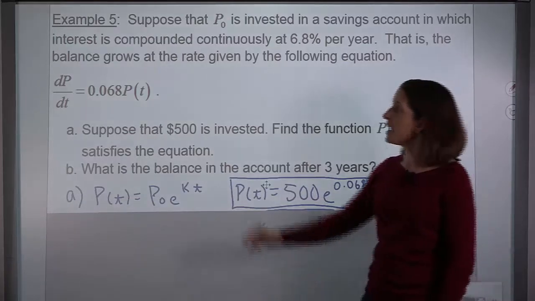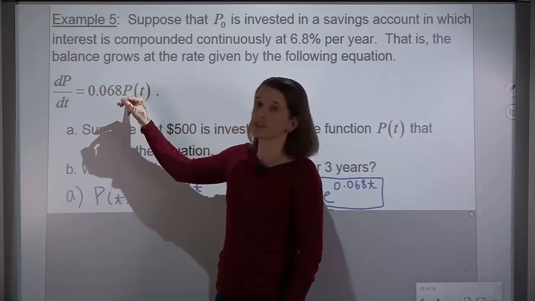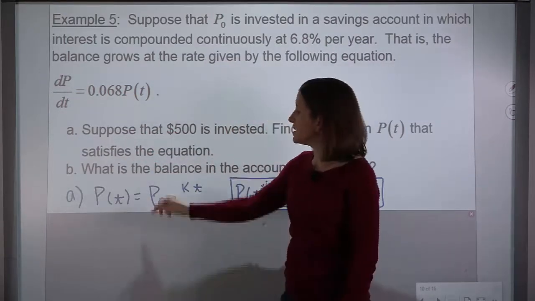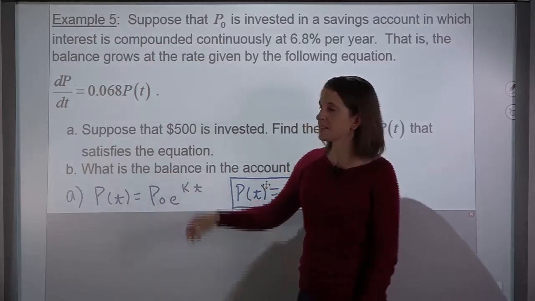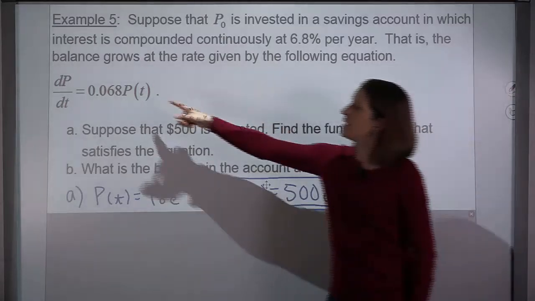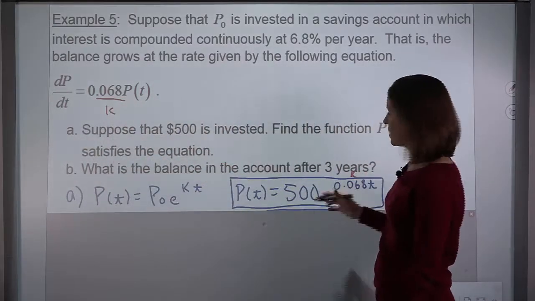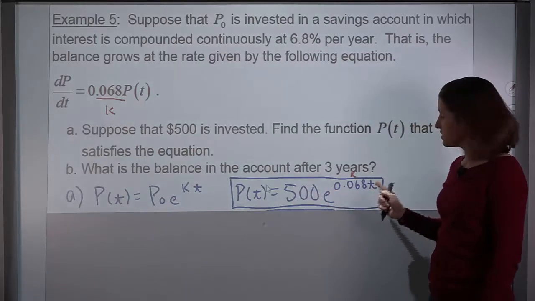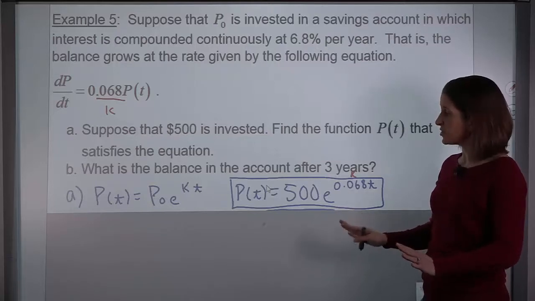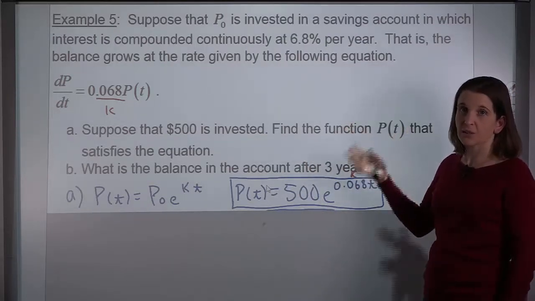So for part A, I know it's P of t because of this. Even if it just said a big P without the of t, I would know it's P of t. And it equals the initial amount, e to the kt, where they told me my initial amount was 500, and my k is given here. So 500 e to the 0.068 t. That is all I'm asking for in part A, just find the function. It'll still have variables in it.